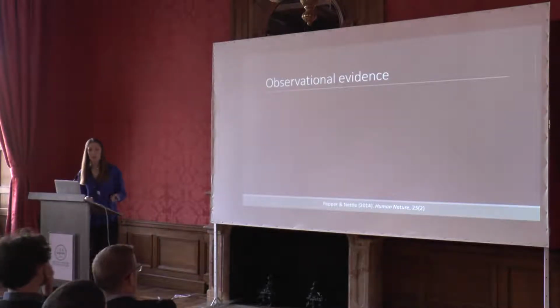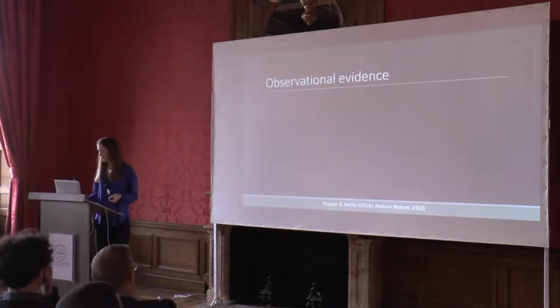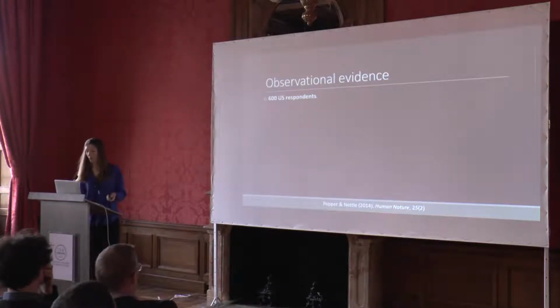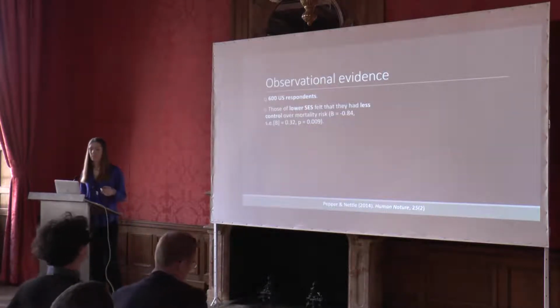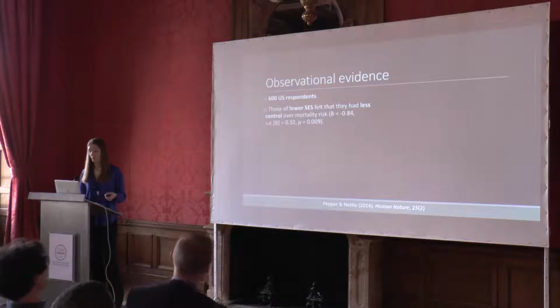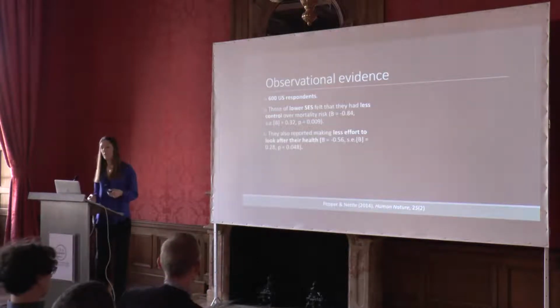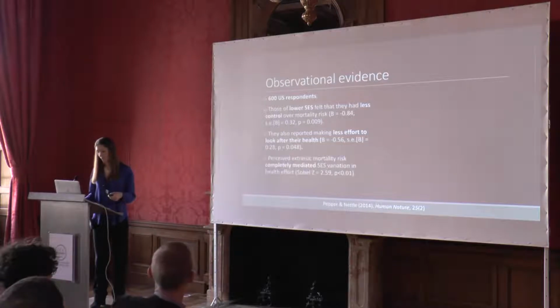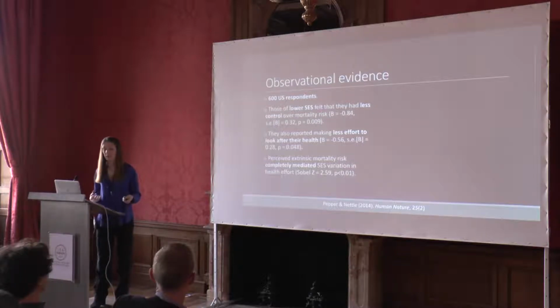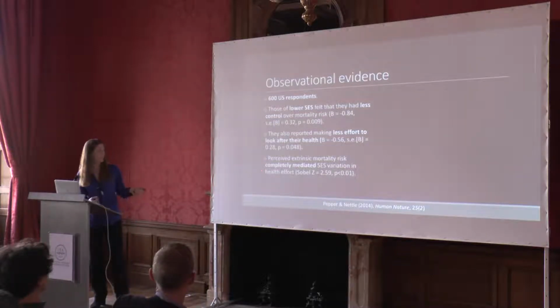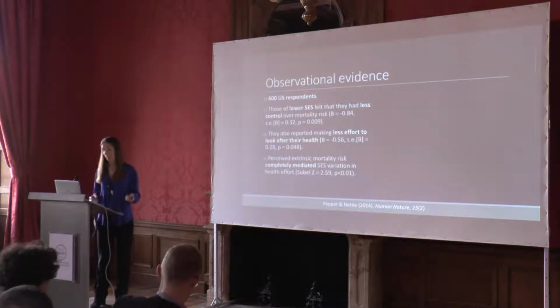So a few years ago now I went out and tested this with some observational evidence. I surveyed 600 Americans and found that amongst them, those of lower socioeconomic status felt that they had less control over their personal mortality risk, and they also reported making less effort to look after their health behaviour. And furthermore, that association between socioeconomic status and health behaviour, which we classically see time and again in the public health literature, in this data set was completely mediated by people's perception that there's something beyond their control that might kill them.